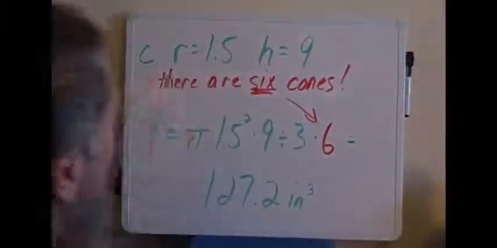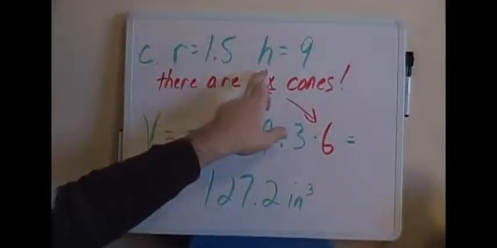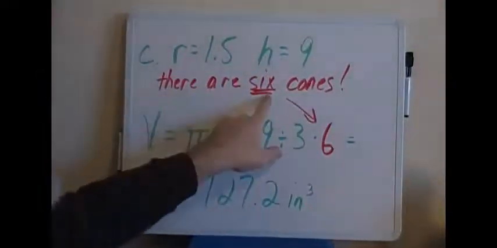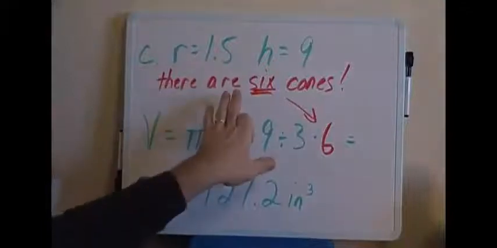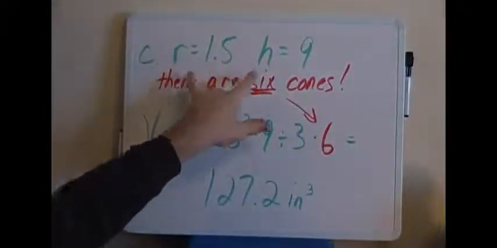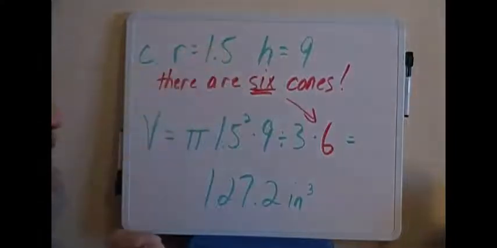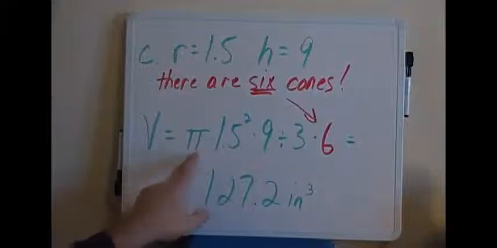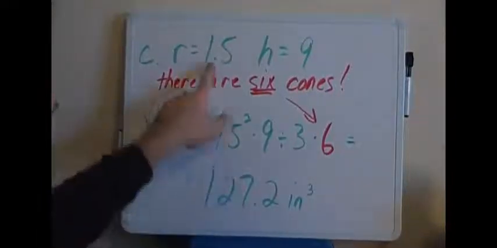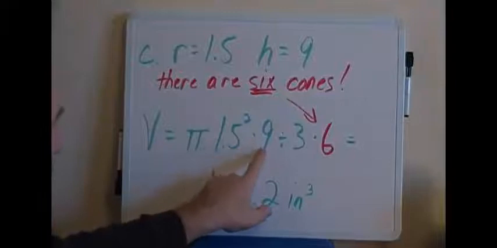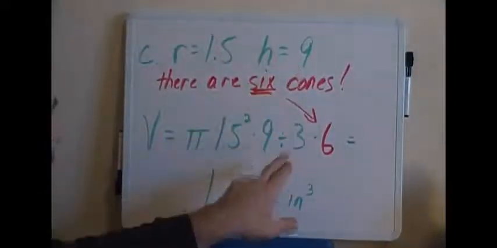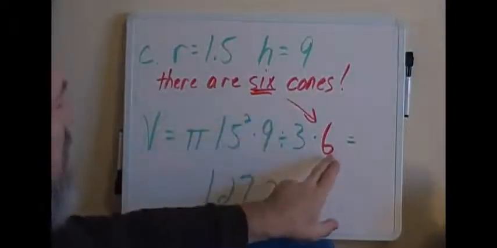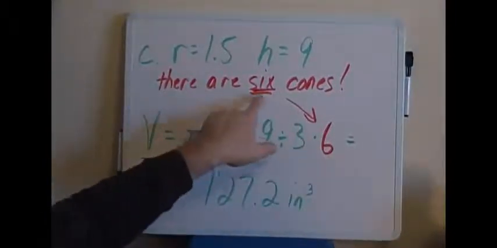Problem letter C, we have a radius of 1.5 and we have a height of 9. However, if you read the word problem carefully, there are 6 of these cones. So therefore, we're going to multiply by 6. We'll figure out the volume of one of them, multiply by 6, and we'll have the volume of all 6. So our volume formula is pi times the radius of 1.5 squared times 9, which is the height, and then divide by 3. And then the last thing we have to do is multiply by 6 in order to get all 6 cones.